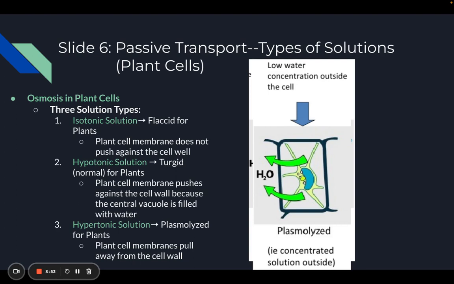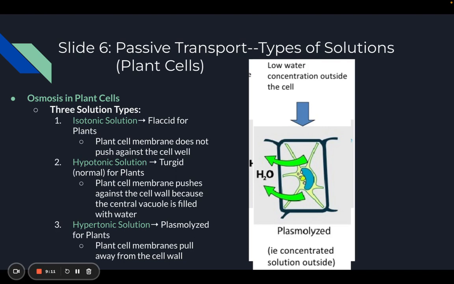In a hypertonic solution, this is like placing it into a salty concentration. You're going to have excess water leaving the plant cell, leaving through the cell membrane, passing through the cell wall, and you notice the cell membrane will plasmolyze or will pull away from the cell wall.